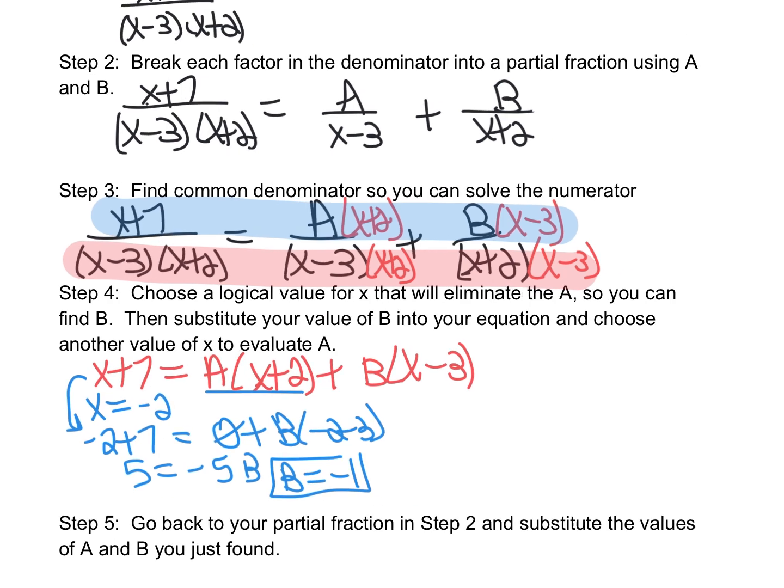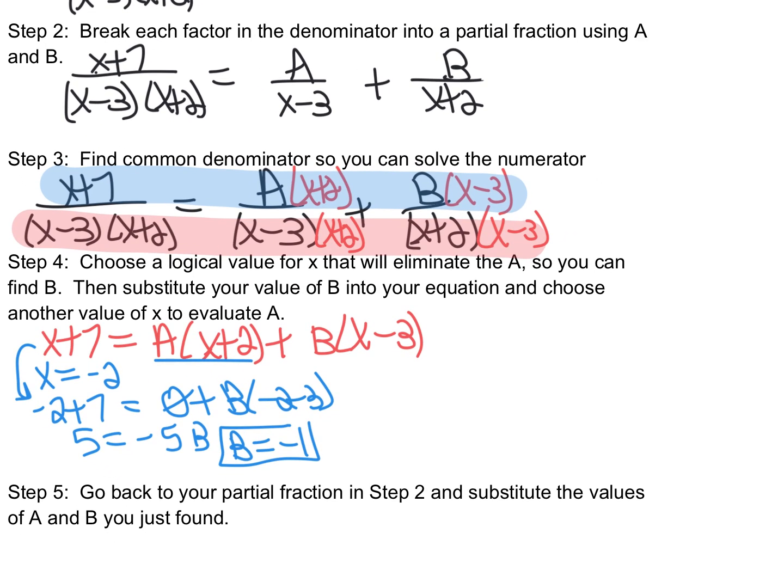Now I'm just going to take this equation over here and I'm going to rewrite it so that it has negative 1 in there for b. So I'm going to have, let's do this in a different color here. We'll go black. So I'm going to go x plus 7 equals a times x plus 2 plus b. Nope, we don't want to put in b because we know what b is. b is negative 1 times x minus 3.